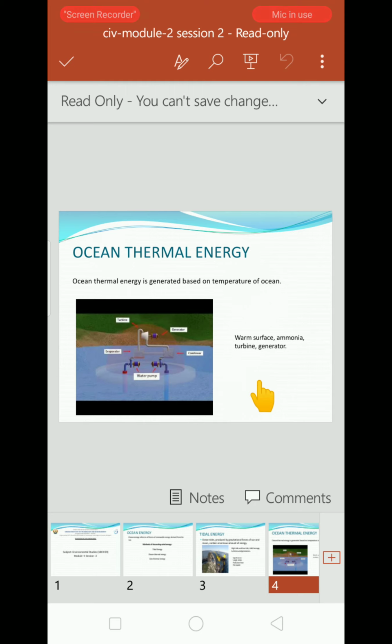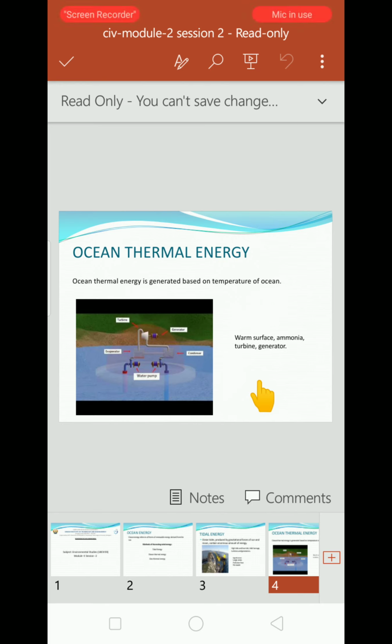Whatever the difference is between the temperature at the top surface and the deeper layer, that difference between these two layers should be maintained at 20 degrees Celsius or a little bit more. Now, about the process of how we produce this ocean thermal energy: the warm surface water of an ocean is used to boil a low boiling liquid like ammonia.